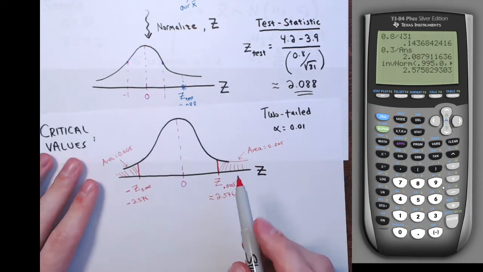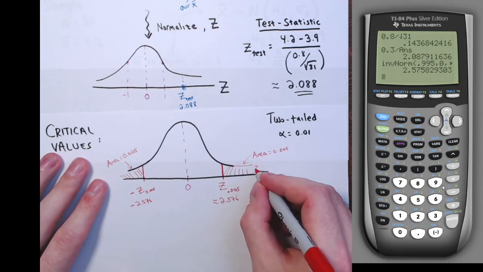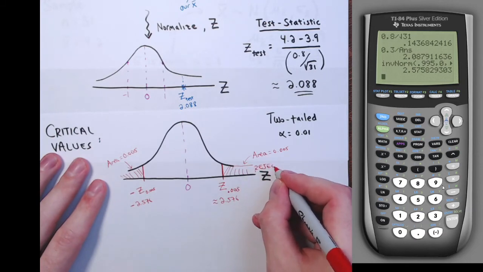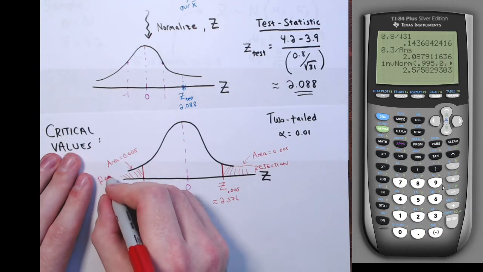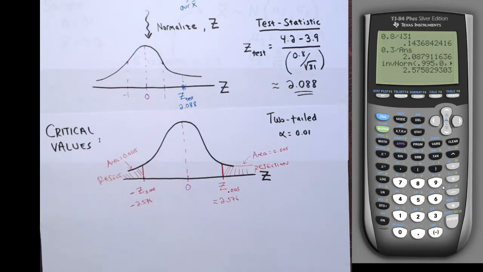And this gives us our rejection regions. This is a rejection region over here, and this is a rejection region over here. If our test statistic falls in those regions, we're going to reject the null hypothesis. We're going to say the mean probably isn't 3.9, because our sample ended up being so far away. But if it's between these, then we'll keep the null. It's okay to still assume that the mean is 3.9.